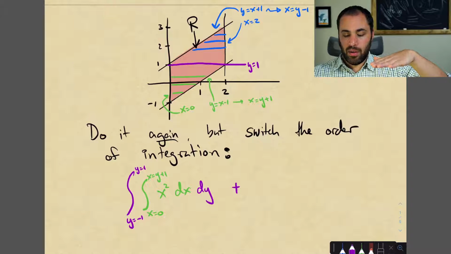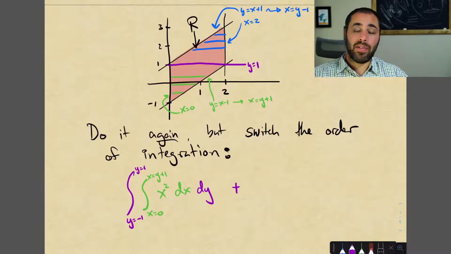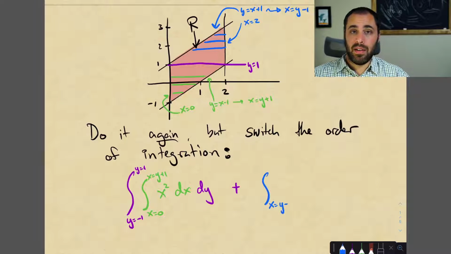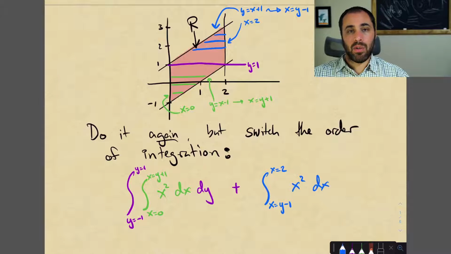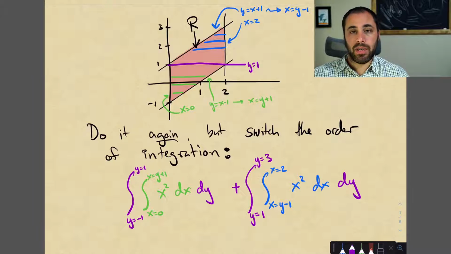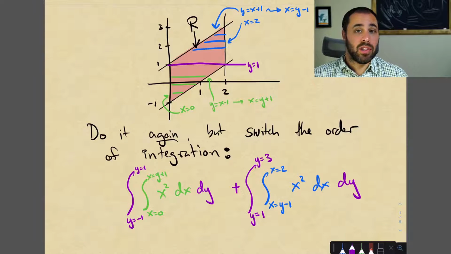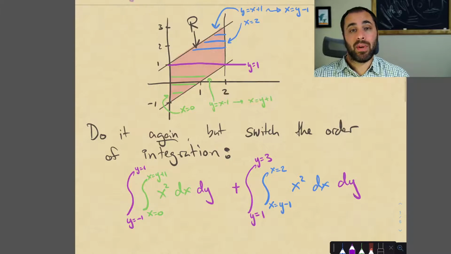And then we pass it off to the second integral, where now we have different x bounds, and the y bounds will go from y equals 1 up to the top of the parallelogram at y equals 3. So again, I'm not going to do the anti-differentiation here, but you should check. This should also give us 16/3 because we've computed the same thing, just in a different way.